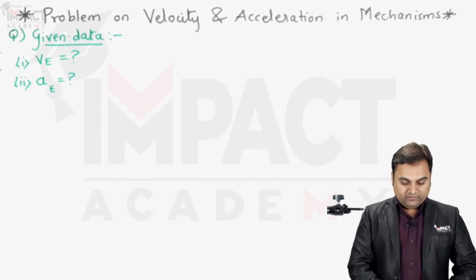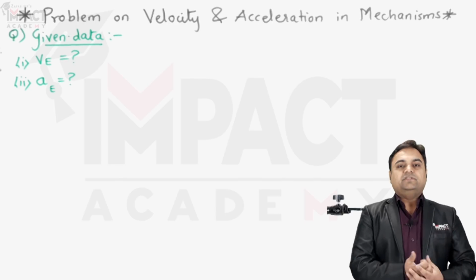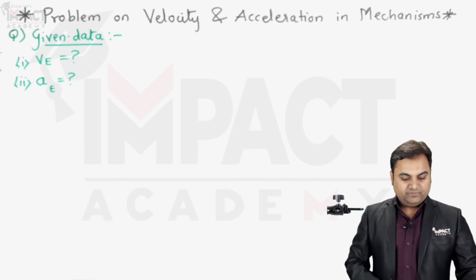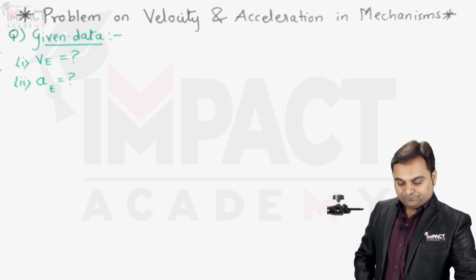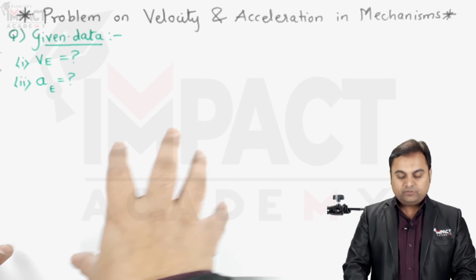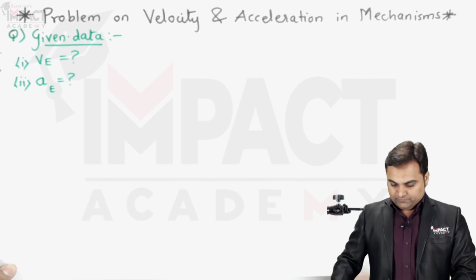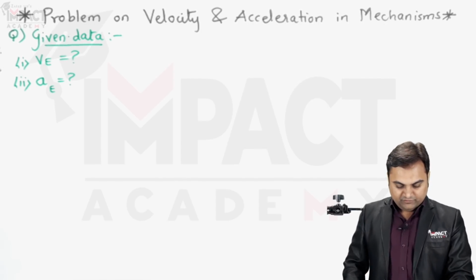Now when we are solving the problem related to velocity and acceleration in mechanisms, the first step is to draw the configuration diagram. That is, whatever the mechanism is given, that needs to be drawn again, and then we can go for the velocity and acceleration part. So here I'll draw the configuration diagram.